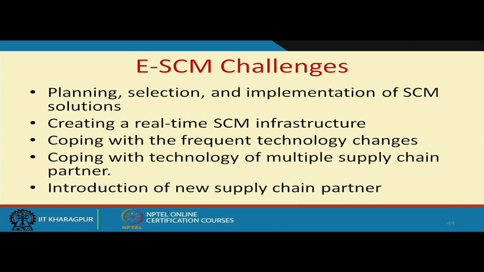Look, if we have the connectivity between two immediate partners, then the information will flow between them. Therefore, the information from the downstream member will come to the manufacturer, then it will go to the upstream member. In between, there will be information delay.